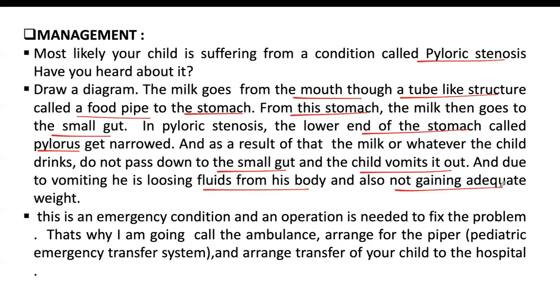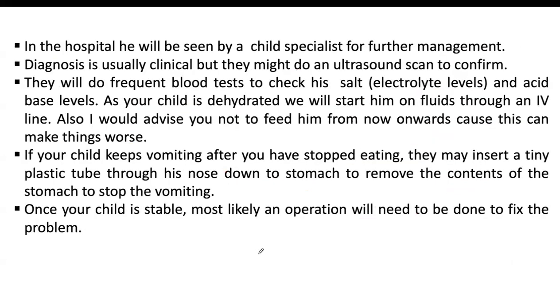I'm so sorry to tell you all of this. I understand that this sounds quite scary. I'm afraid, Jenny, this is an emergency condition, and this kind of condition needs an operation to fix. That's why I'm going to call the ambulance and I will arrange a pediatric emergency retrieval team to take him to the hospital as soon as possible.